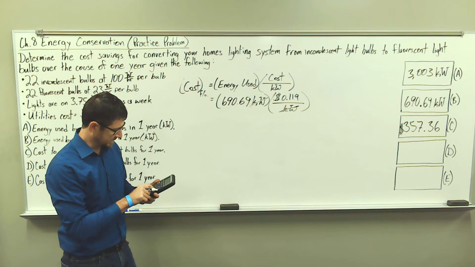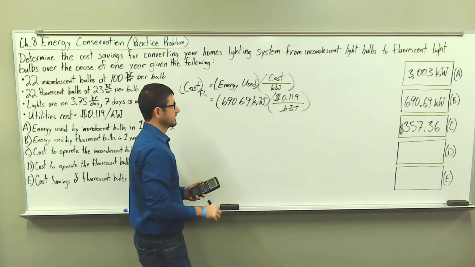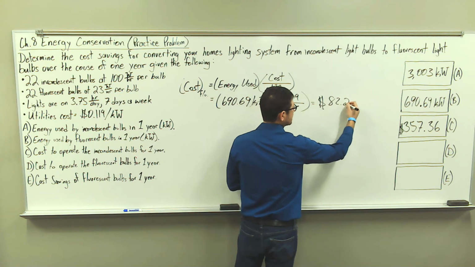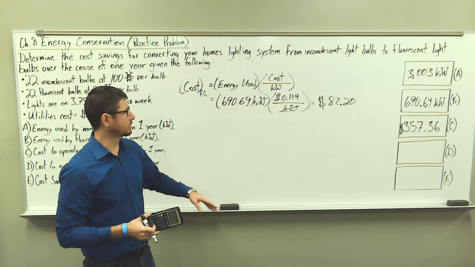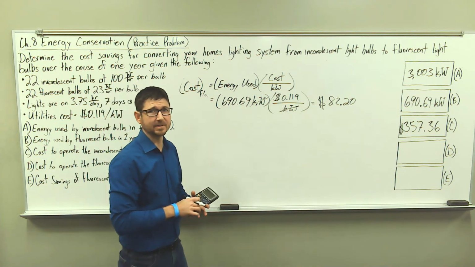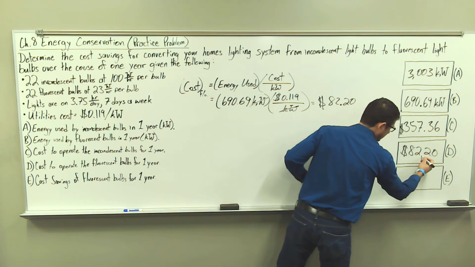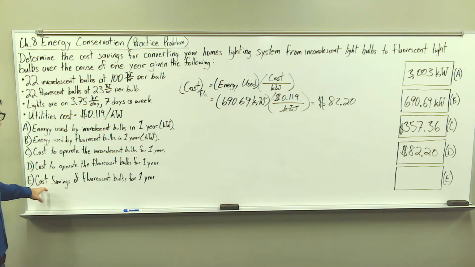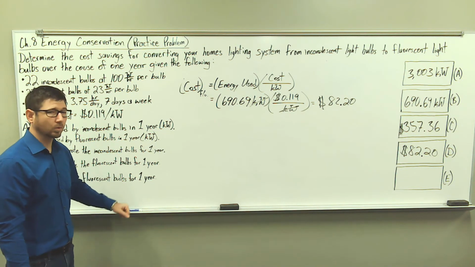So 690.69 times our cost per kilowatt. This gives me 82.20. So the cost to operate the fluorescent light bulbs in 1 year is only $82.20. Okay, so significantly less. Now in part E, it says calculate the cost savings of using the fluorescent bulbs instead of the incandescent bulbs for 1 year.